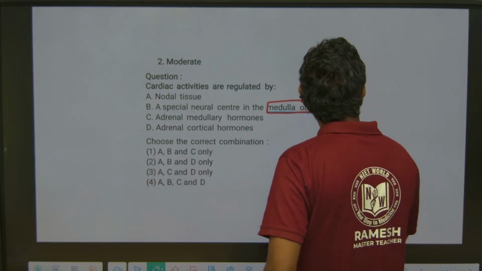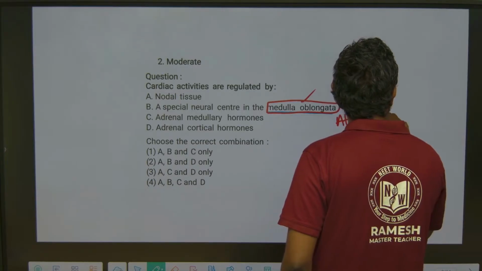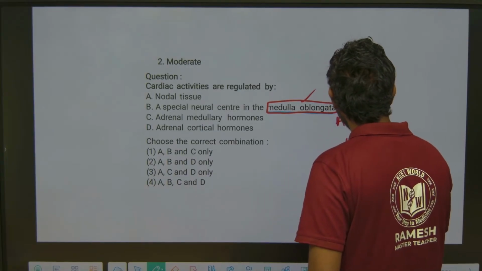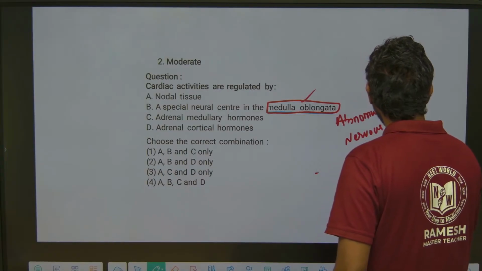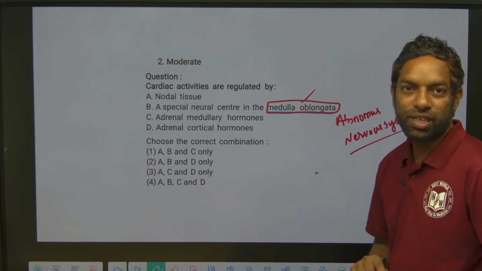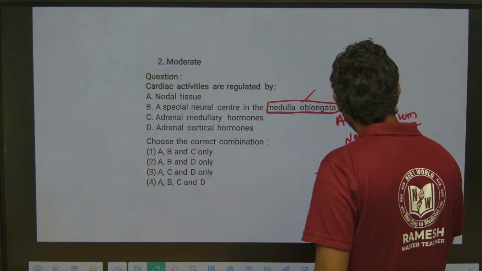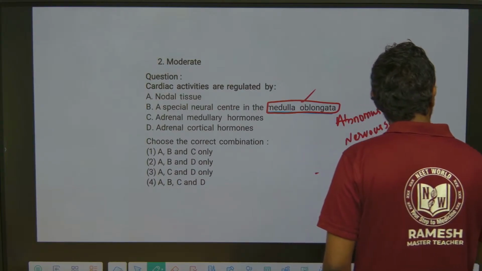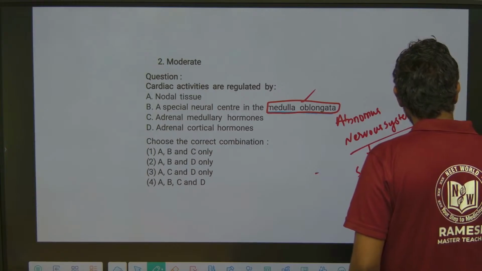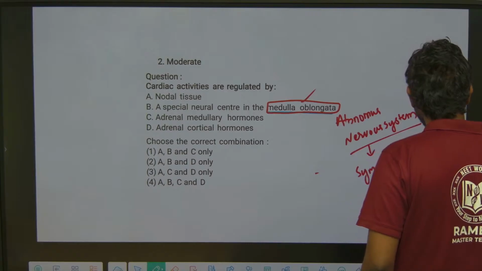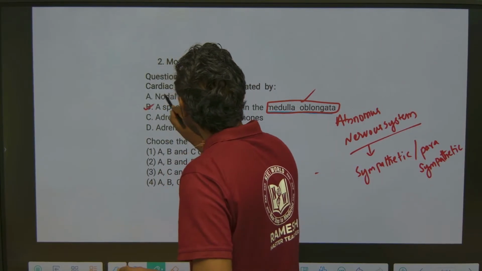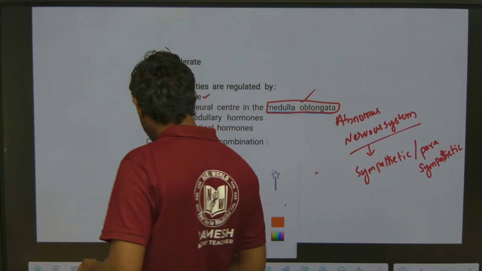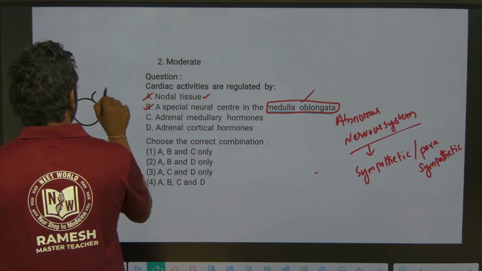The autonomous nervous system has sympathetic and parasympathetic parts. This comes under the medulla oblongata. So the first answer and second answer are right. Of course, nodal tissue is obviously right, because nodal tissue can transfer the heart signals throughout the heart muscles.